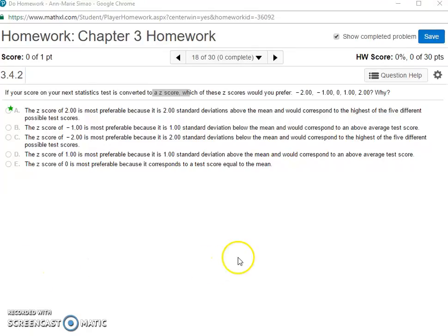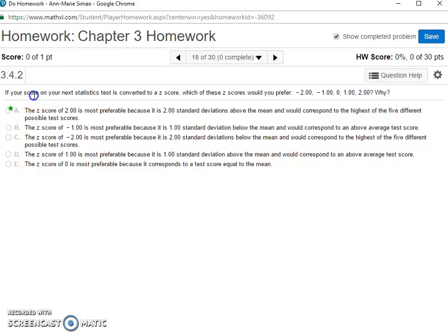If you think about your normal curve, your z-scores are like a number line. -2 is going to be towards the left. -1 is next to that to the right. 0 is going to be right at the top of your curve. 1 is going to be 1 standard deviation to the right of your mean, and 2 is going to be 2 standard deviations to the right of your mean.